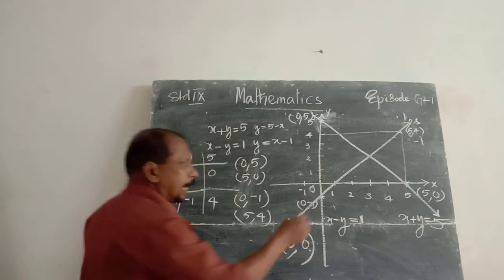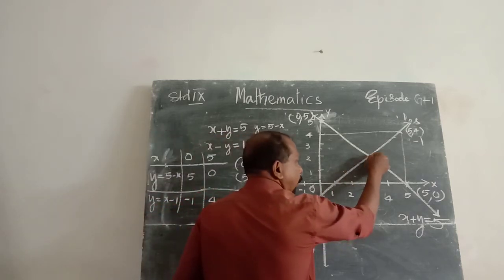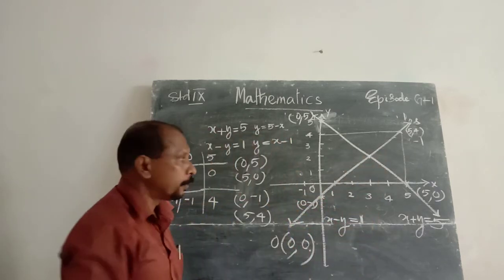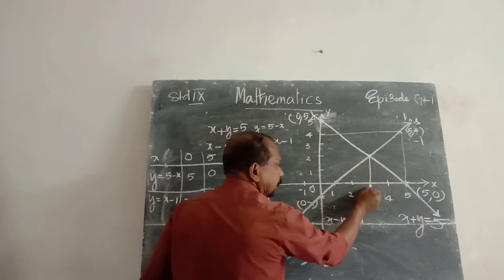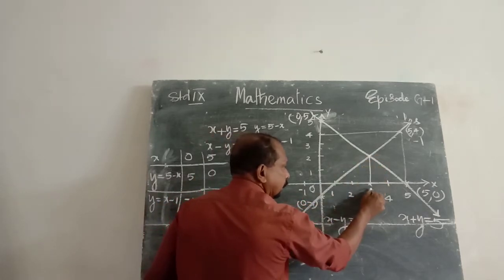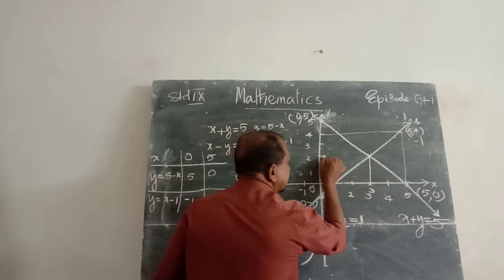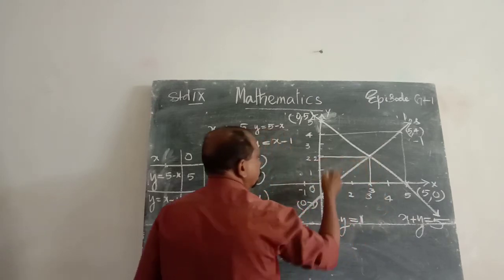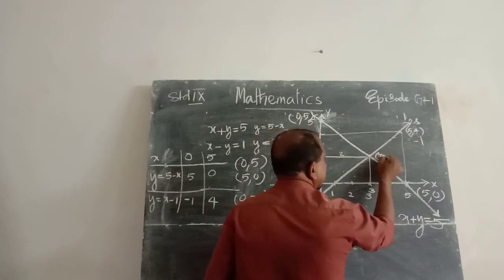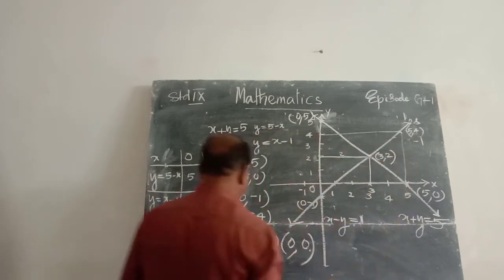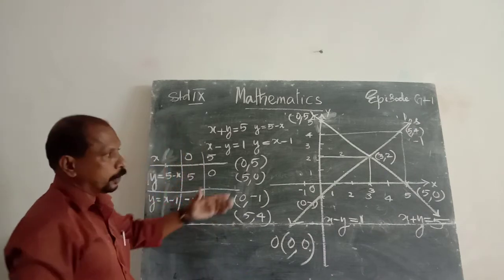Therefore, there is a common point, only one common point between these two. We draw a perpendicular to x-axis, that is 3. To y-axis, that is 2. Therefore, this point is 3, 2. That is the common solution between them.